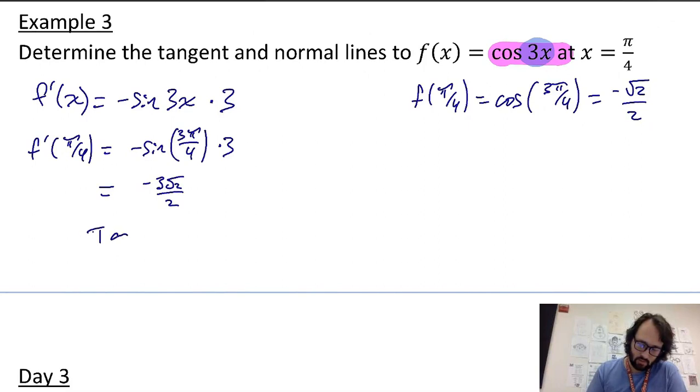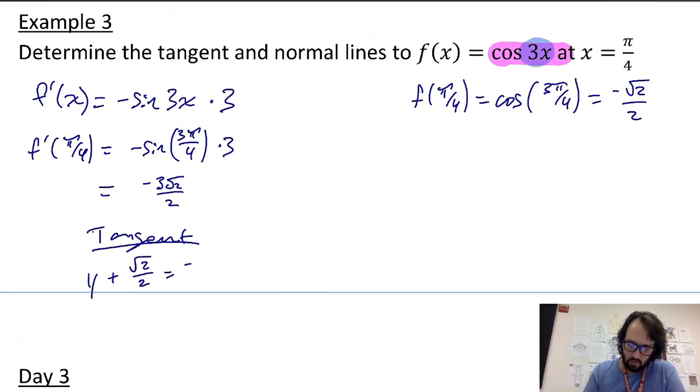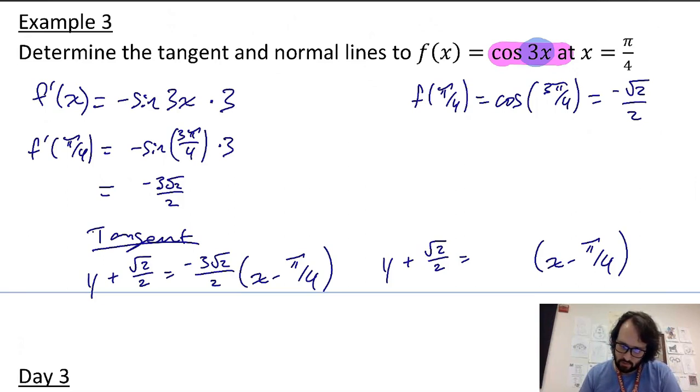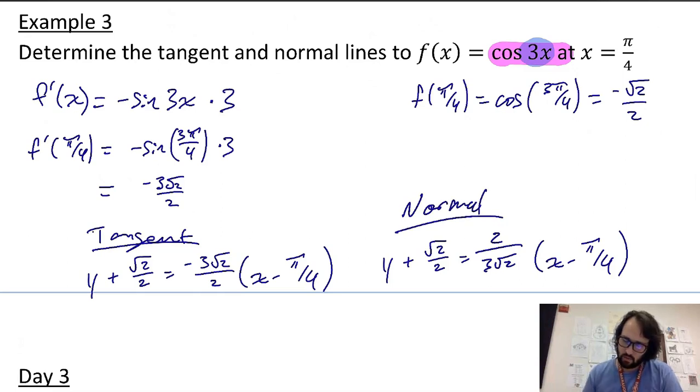So for the tangent, I would have y minus, well, really plus root 2 over 2 equals negative 3 root 2 over 2 times x minus pi over 4. There's my tangent. And for my normal, it's the same thing essentially, but I need to take the negative reciprocal of the slope, so it would be 2 over 3 root 2. Right, just remember normal is perpendicular.